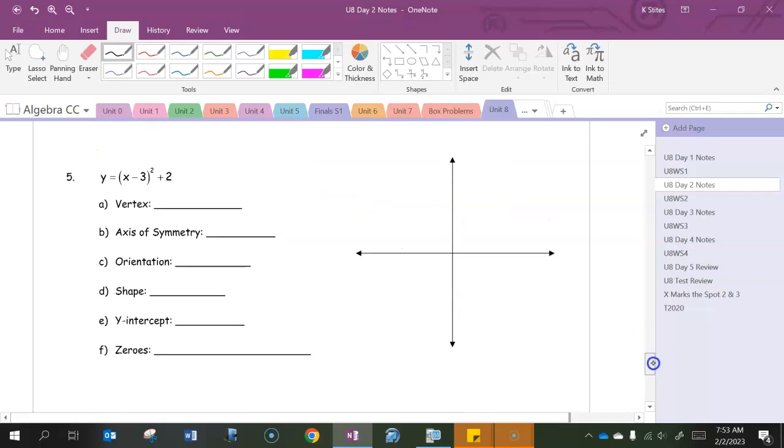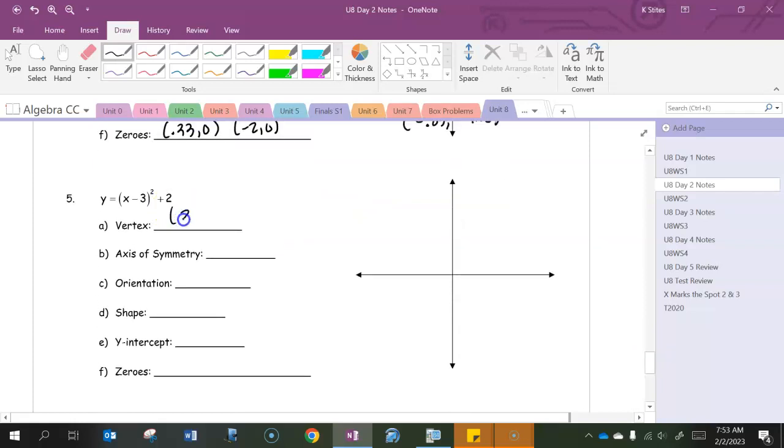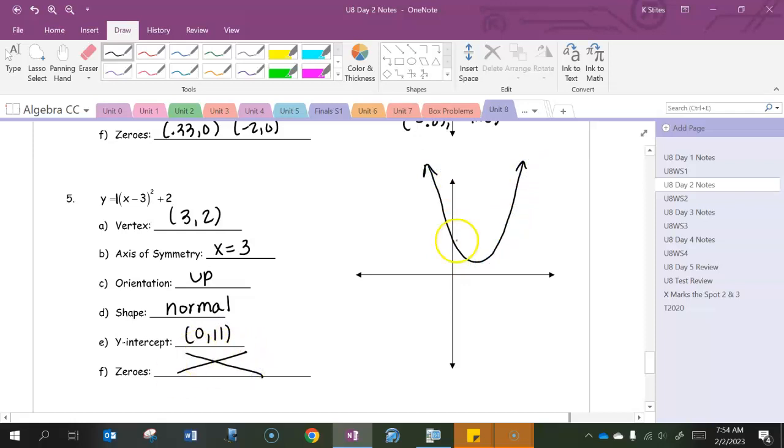Okay, here are answers for number 5 if you would like to try them. Your vertex should be at 3, 2. Your axis of symmetry is x equals 3. This is going to be up because it's +1. It's going to be normal. Your y-intercept is going to be 0, 11. And actually, when you graph this, it looks like this, so you do not have any zeros. Okay, so your 0, 11 is right here, and your 3, 2 is here.